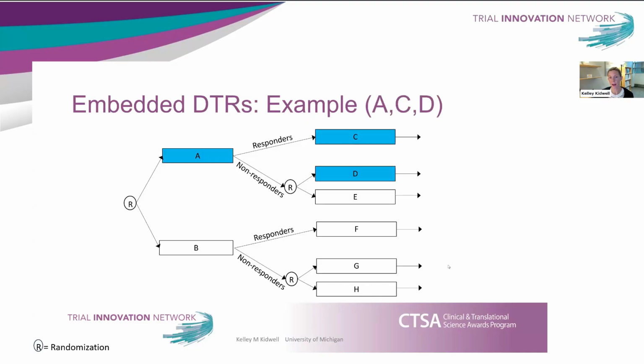Now, within the SMART design, we have these dynamic treatment regimens embedded within it. So here's an example of a dynamic treatment regimen that may be of interest. First, start with treatment A, and if you respond, receive C, and if you don't respond, receive D. That dynamic treatment regimen doesn't include randomization. It's the treatment protocol or the treatment guideline that I want the robust evidence for at the end of the trial. The SMART design includes the randomization to provide that robust evidence.